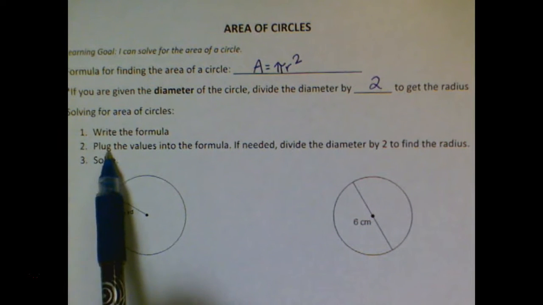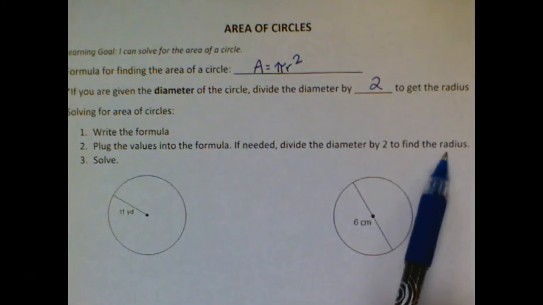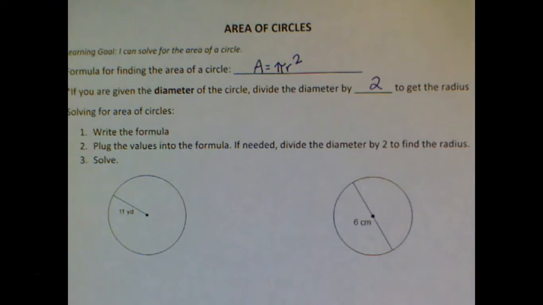All right, number 2, plug in the values into the formula, and then if needed, divide the diameter by 2 to find the radius. So again, that's coming back up. It's really important. Divide the diameter by 2 to find the radius. And then step 3, simply solve.